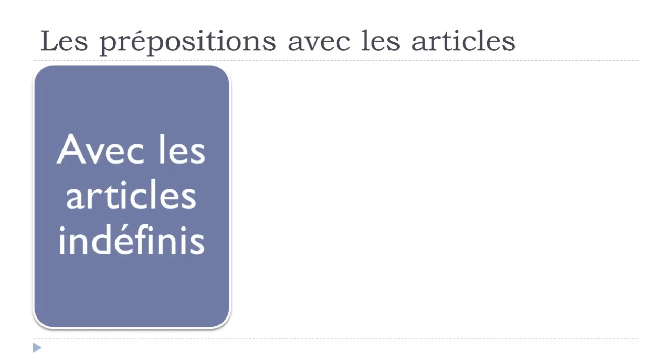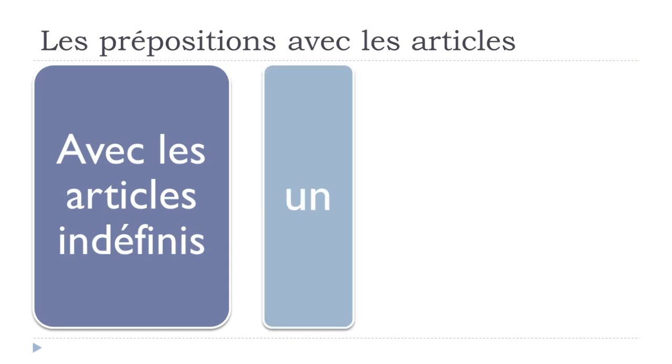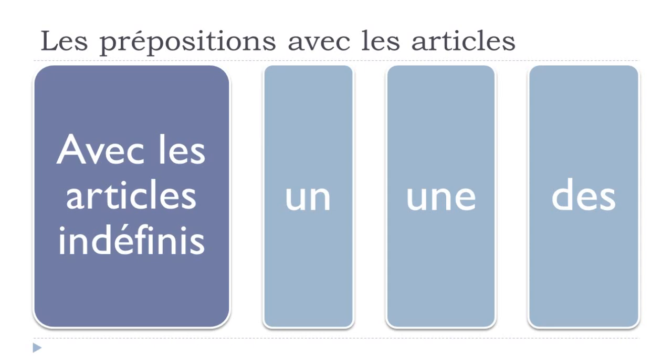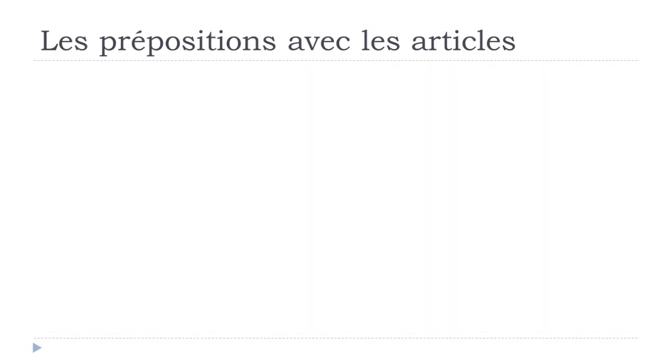So the first one that we will discover together will be à, and so we'll see it avec les articles indéfinis. So remember, the indefinite article would be translated in English as a something, but in French we've got the difference between the masculine form, un, the feminine form, une, and the plural form, des. So let's see now.